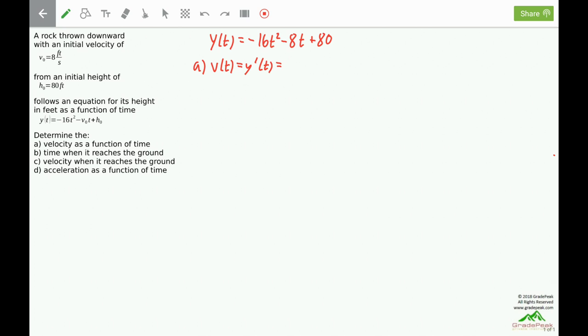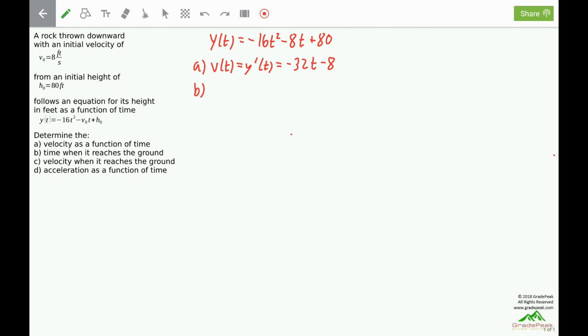The first term is a power rule. Bring down the power, multiply with the negative 16, negative 32, t raised to the power minus 1. The second term is a constant times t. The derivative of that is just the constant. And then the third term is the constant with no t. The derivative of that's a 0. There's our velocity as a function of time: v of t equals negative 32t minus 8.